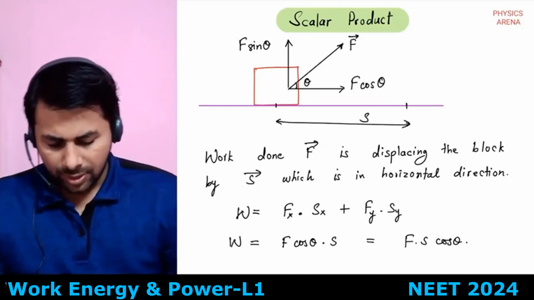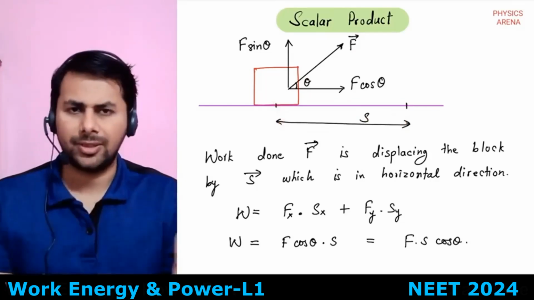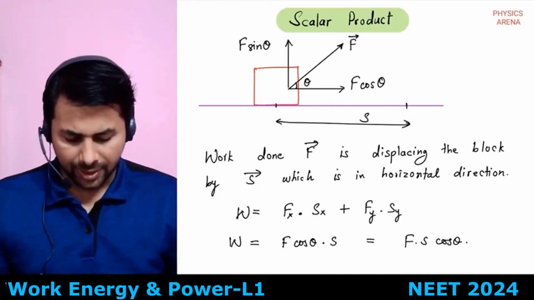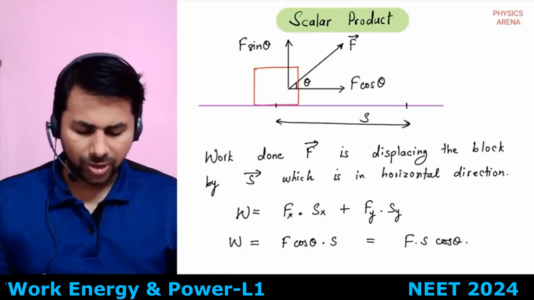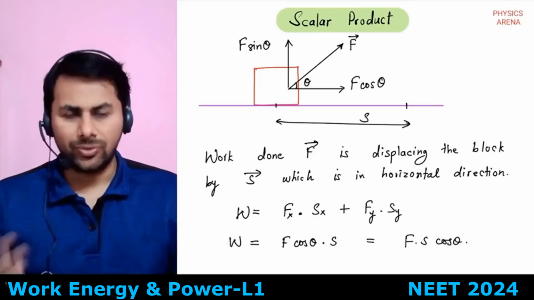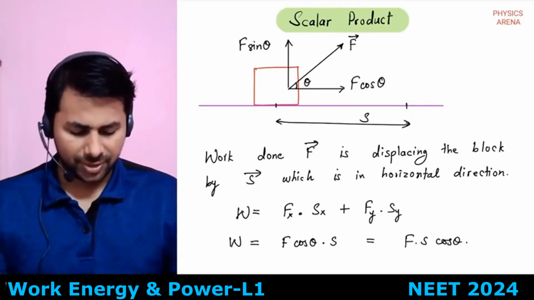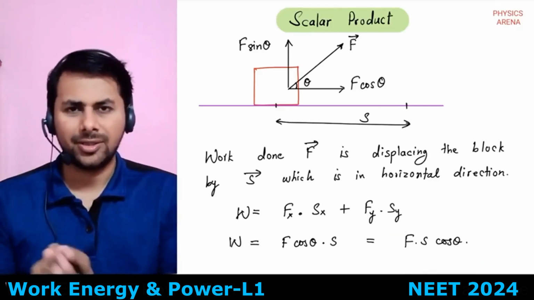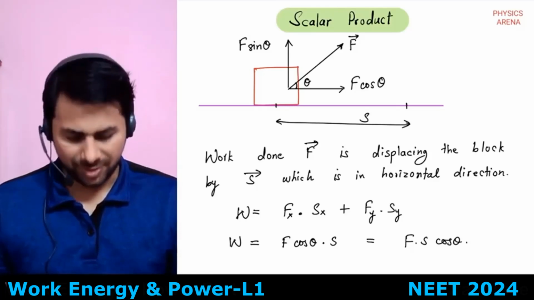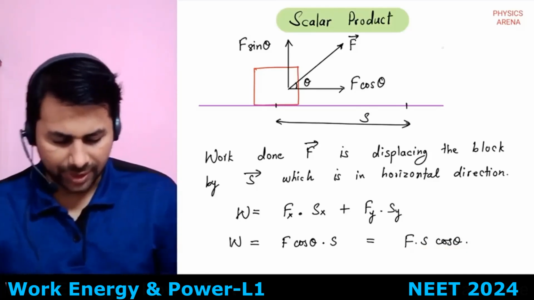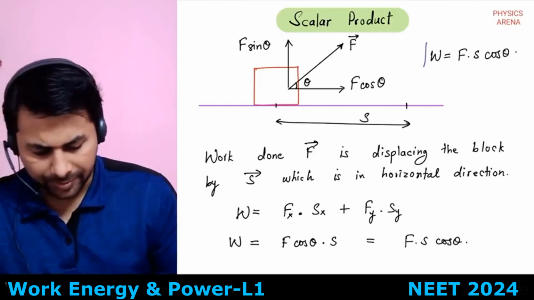Now you have the magnitude of force, which is F, and the magnitude of displacement. This block moves from here to here, so the magnitude of displacement is S, and there is some angle between them. You get this formula for the work, which is F into S multiplied by cos of theta. You are taking two vectors, force and displacement, and their product is work, which is a scalar. From this we get the definition of a scalar product: the magnitude of one vector multiplied by the magnitude of the second vector multiplied by cos of the angle between the two vectors. W equals F into S into cos of theta.